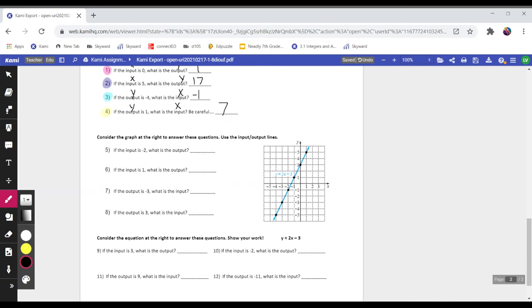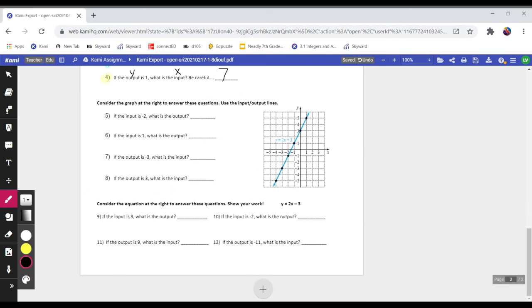So let's consider the graph at the right to answer the next set of questions. Use the input-output lines. So input are your X values. Output are your Y values. So if the input is -2, so the X value is -2, what is the Y value?